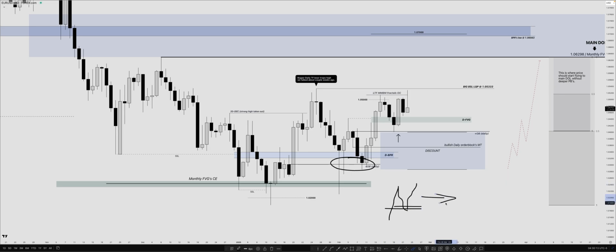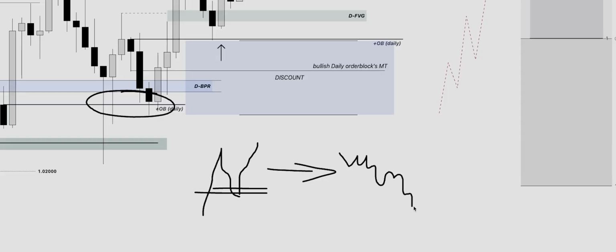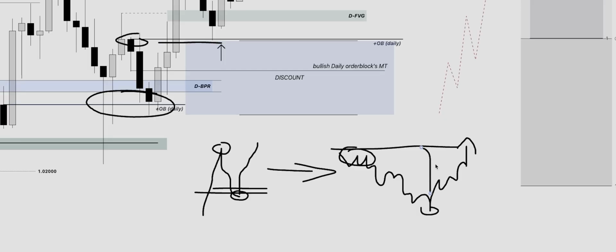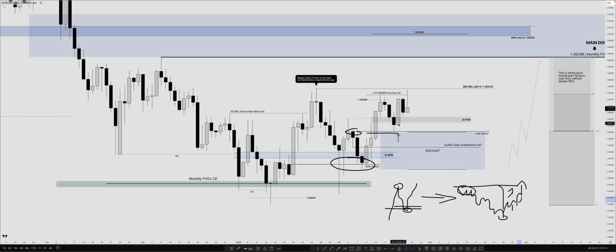So zooming towards the lower time frames, what we had was a full market maker model fractal right here, this being the original consolidation, this being the reversal point from the daily time frame bullish order block right here, and price continued higher. And this is where we look for our long positions right here inside of this day, which again was 20th of February.